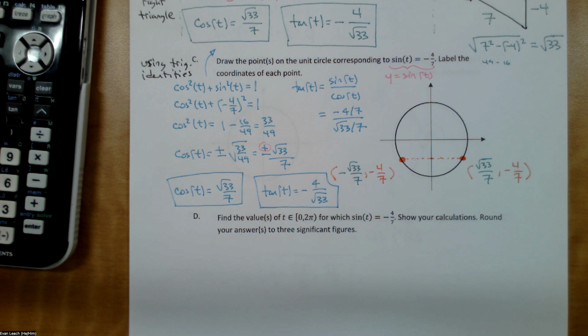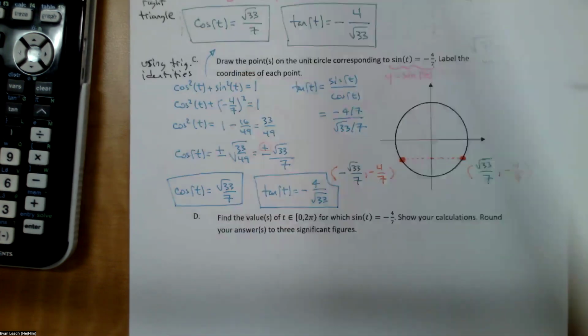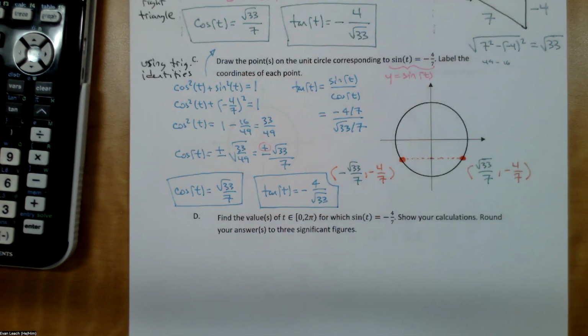The new thing for part D in this problem is that 4/7 is not one of the coordinates that we know on our unit circle. So this is not one that appears on the unit circle. So we have to use a calculator to find our reference angle.